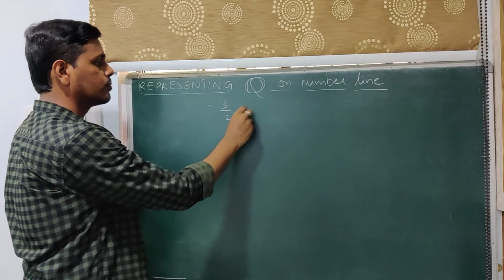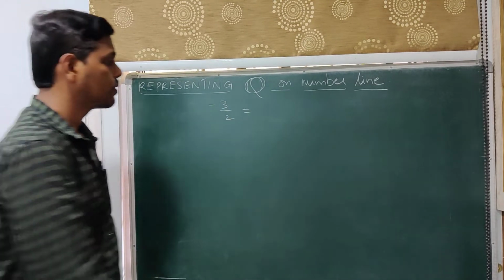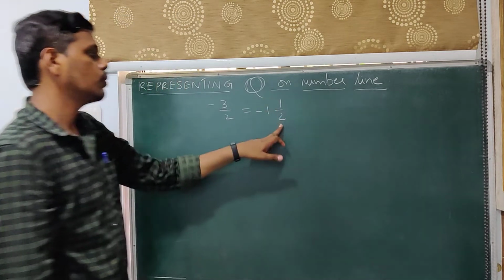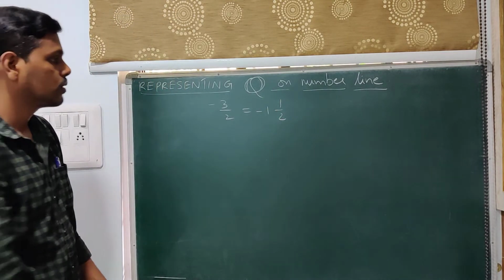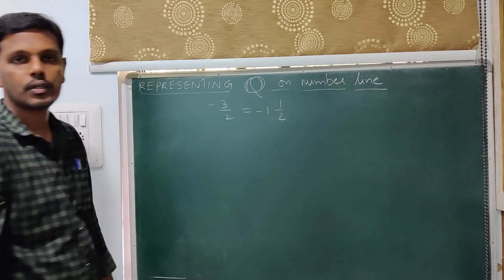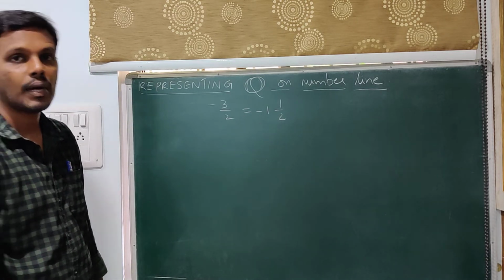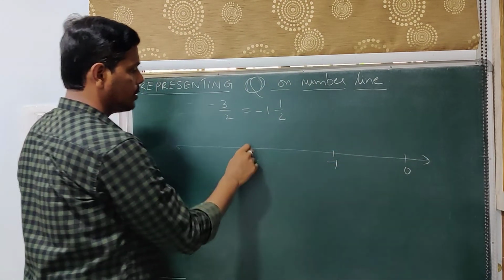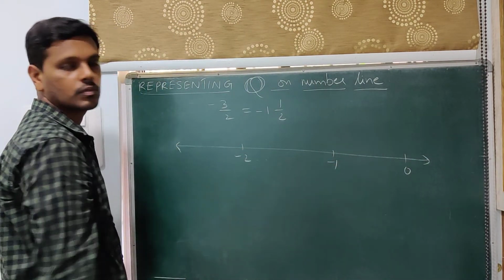See, minus 3 by 2. Minus 3 by 2 is how much? Minus 1 1 by 2. 2 1s are 2, 2 plus 1 is 3. So this tells you that minus 1 1 by 2 lies between minus 1 and minus 2. So 0, minus 1, minus 2.